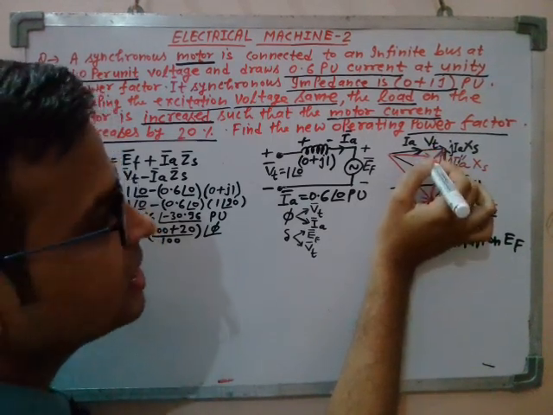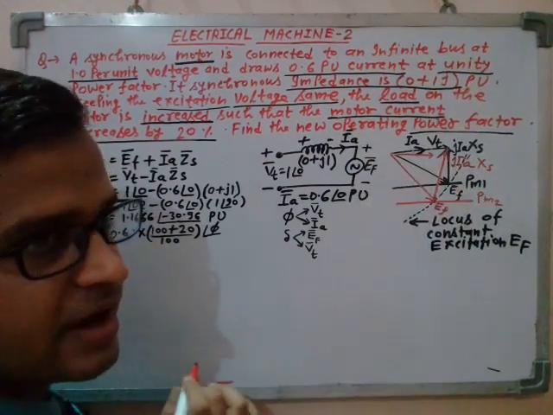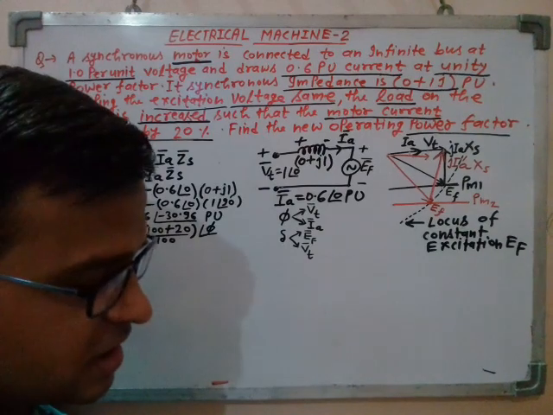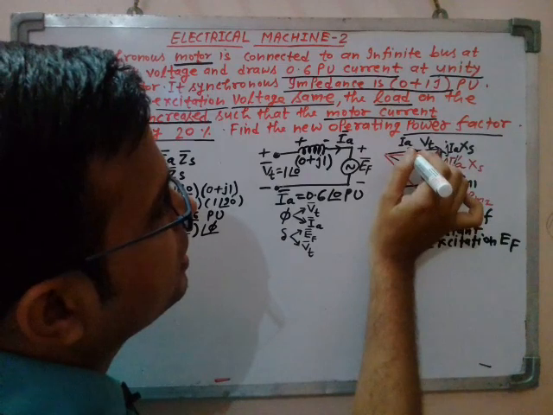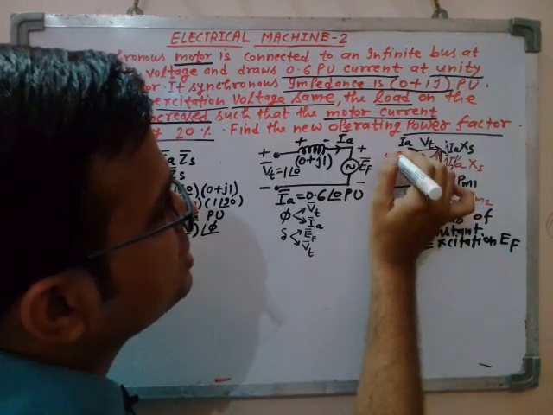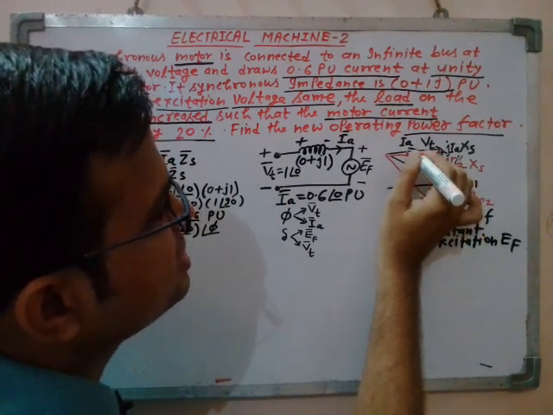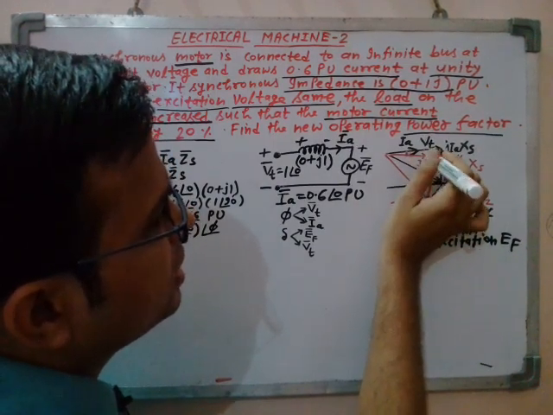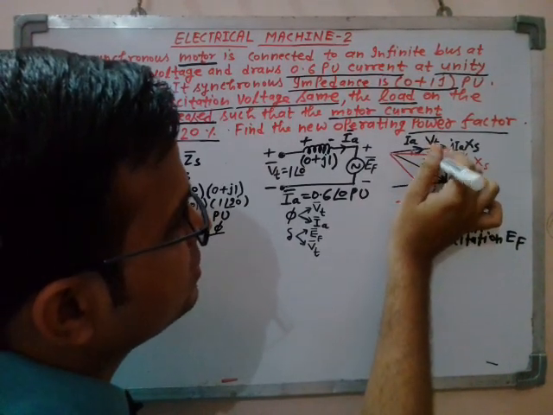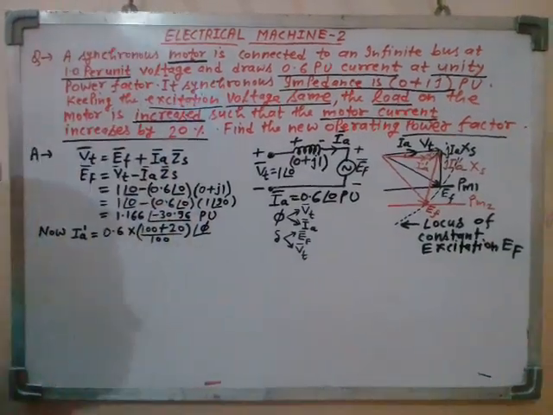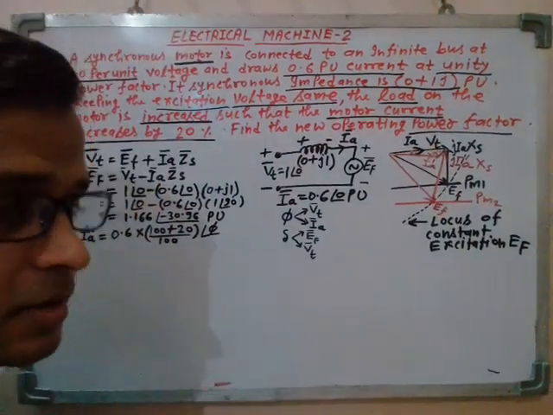Definitely lagging, right? So the angle between this and this, you have to find out, which is the new operating power factor angle, phi dash. Let me call this phi dash. This small angle that you are seeing between the terminal voltage and the new armature current, let us say IA dash, is the power factor angle phi dash. When you find phi dash, you can find the corresponding cos phi dash, which is the new operating power factor.